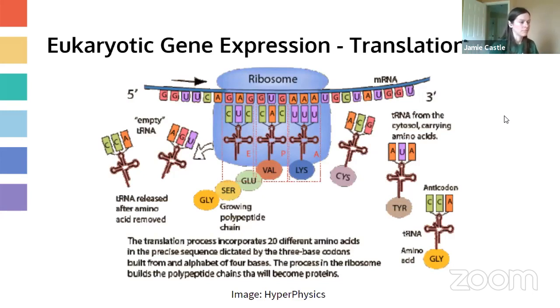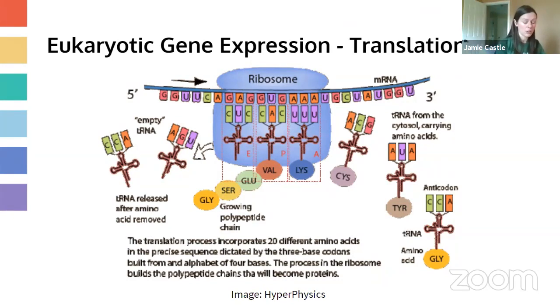So translation also has the same 3 phases that we saw in transcription. So there's an initiation phase, an elongation phase, and a termination phase. The big difference here is that translation is happening outside the nucleus. So transcription is happening inside the nucleus where the DNA is located. But then once that mRNA becomes processed, it can move through a nuclear pore out into the cytosol, and it will join up with a ribosome. And that's where the translation happens.